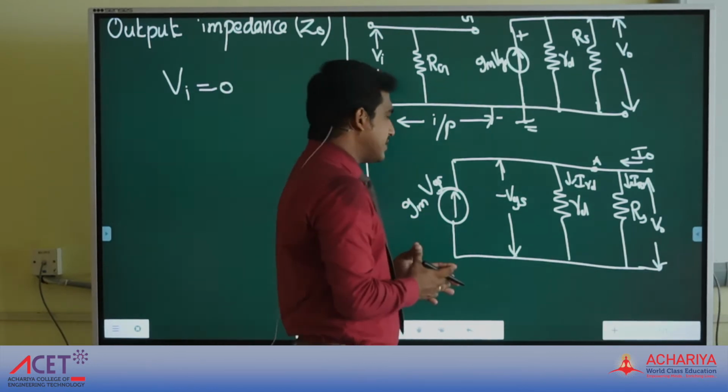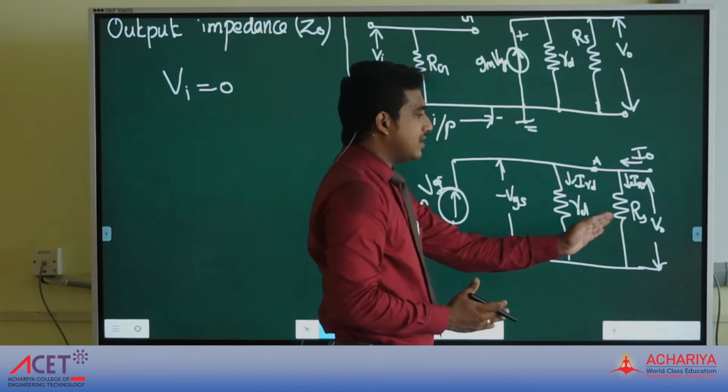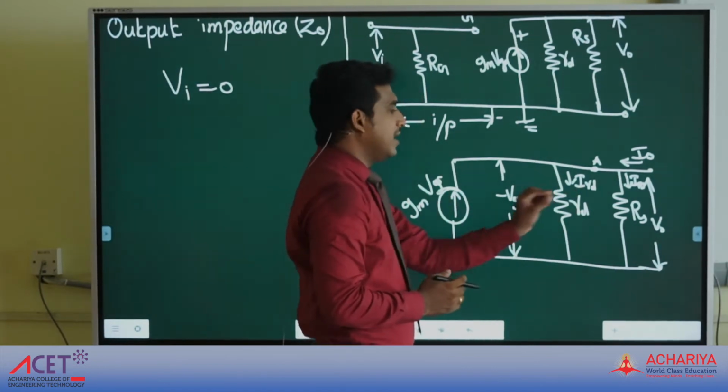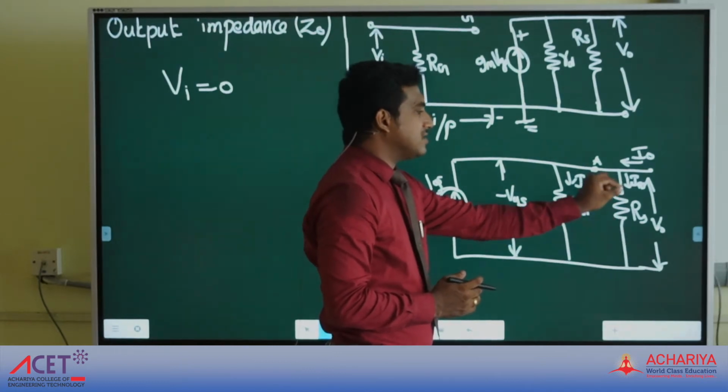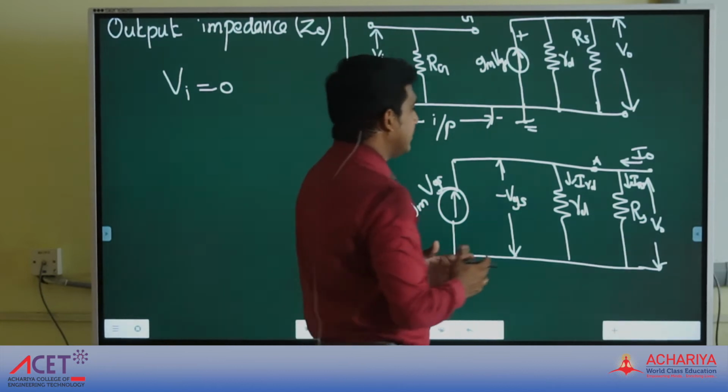This is the output side circuit. We are having a current source and 2 resistances, small rd and capital Rs. The current flowing through the small rd is represented as I small rd, and the current flowing through the capital Rs is represented as I capital Rs. First of all, apply KCL in the output node.